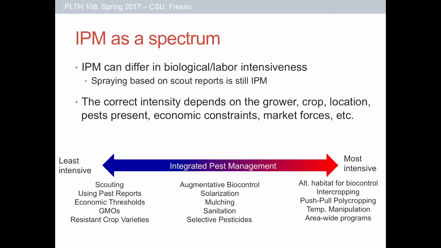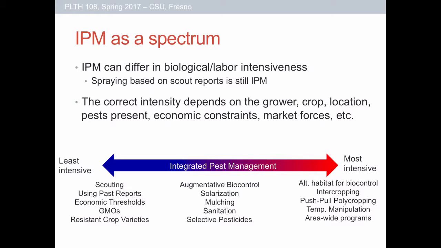And then there's a ton of stuff that falls in the middle. The basic idea is that the correct amount of intensity is very specific to the system that you're working in. It depends on the grower, what the grower's resources are. It depends on the crop. Is there a whole lot of IPM known about the crop? Are there lots of different tactics? Or are you working with something where basically the only form of control is spraying pesticides? Locations, pests, economic constraints, market forces, all of these things can determine where you fall on this spectrum.